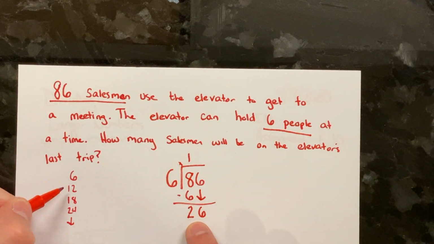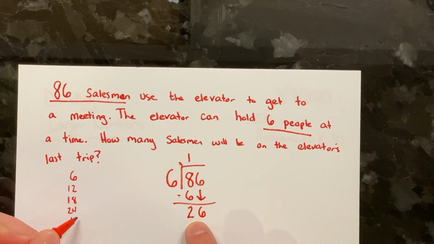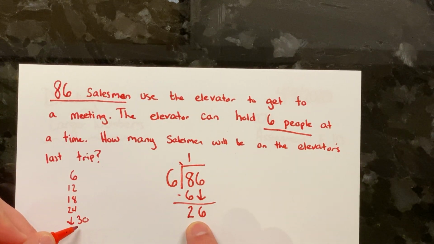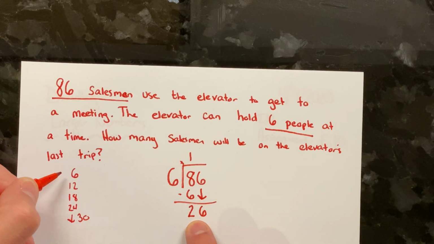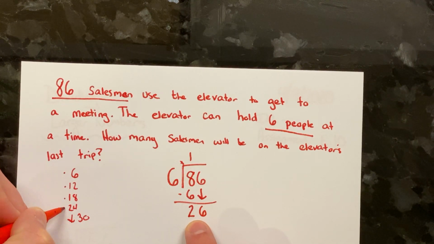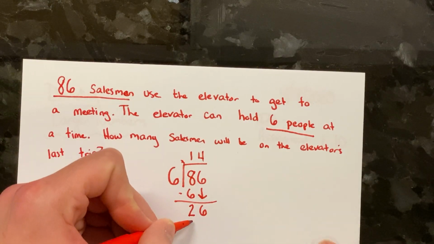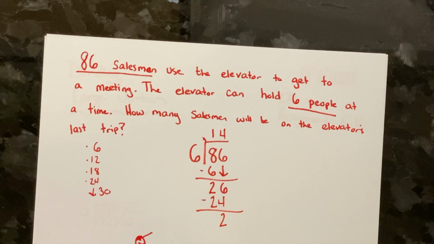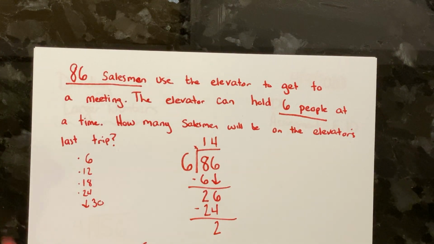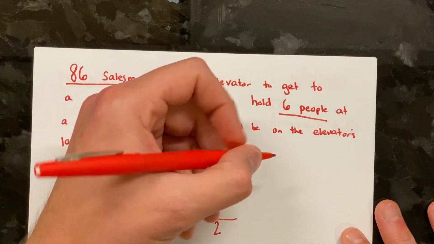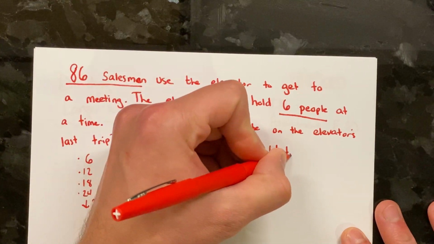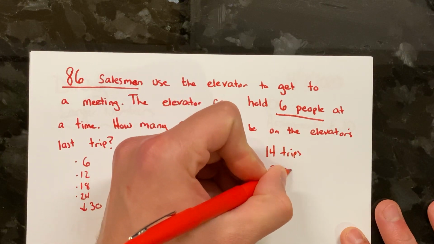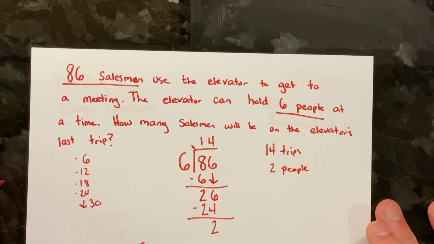Well, 6, 12, 18, 24. My next multiple would be 30. Well, 24 is a little bit under, but 30 is too big. The closest I can get would be by multiplying 6 by 4 for 24, and have a remainder of 2. Okay, so right now, the elevator would have done 14 trips total, but I'd have 2 people that the elevator would not yet have taken.